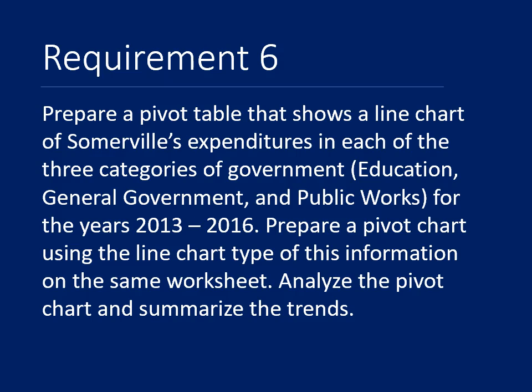Requirement 6 reads, prepare a pivot table that shows a line chart of Somerville's expenditures in each of the 3 categories of government, education, general government, and public works for the years 2013 to 2016. Prepare a pivot chart using the line chart type of this information on the same worksheet. Analyze the pivot chart and summarize the trends.